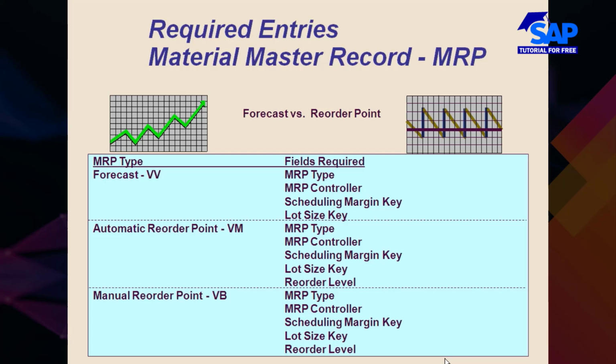Obviously there are some fields which are very common for all the types of MRPs. First and foremost, who is running MRP? Obviously the plant in charge. He is being called the MRP controller. Okay, so MRP controller is the one field which is required mandatorily.